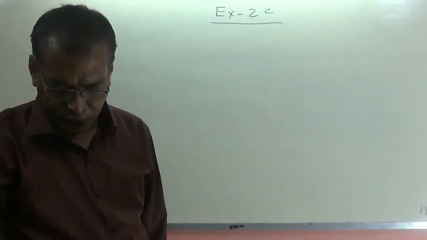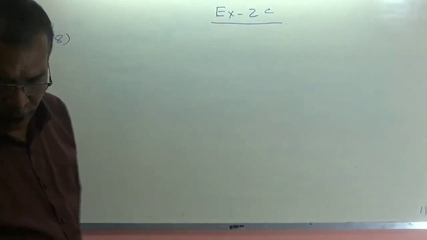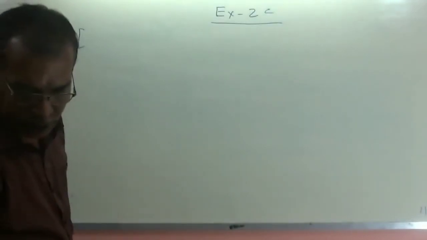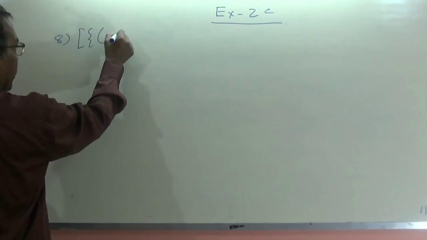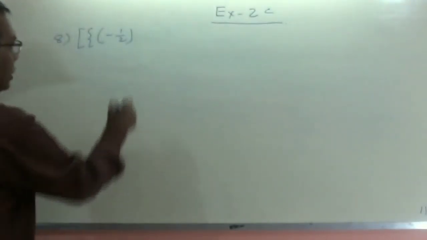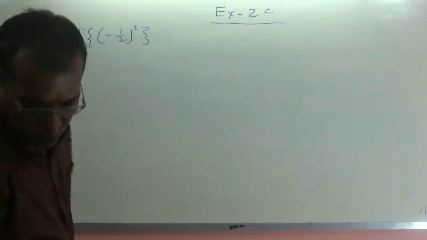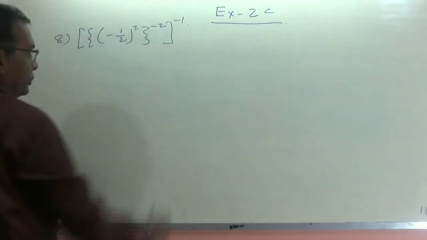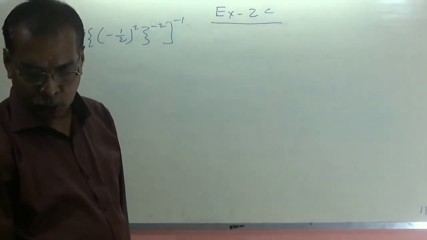the correct answer. By the way, the complete solution will require: square bracket, then curly bracket, then simple bracket, minus 1 by 2, power 2, curly bracket close, power minus 2, square bracket close, power minus 1. I think these questions I have already solved. 4 alternative answers are there. You have to select the correct answer from these 4 alternative answers.